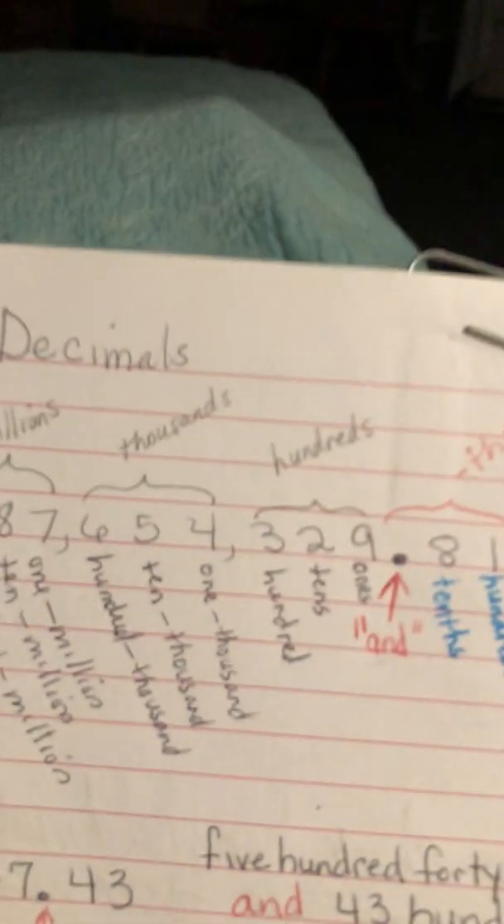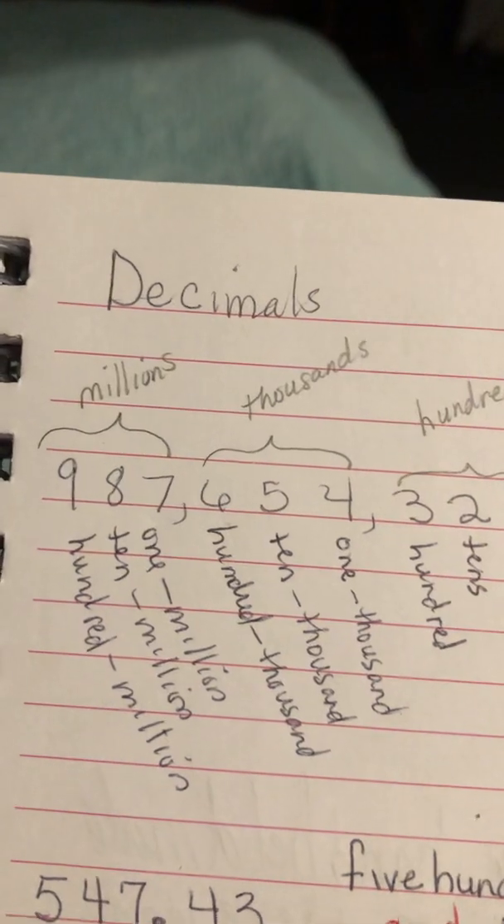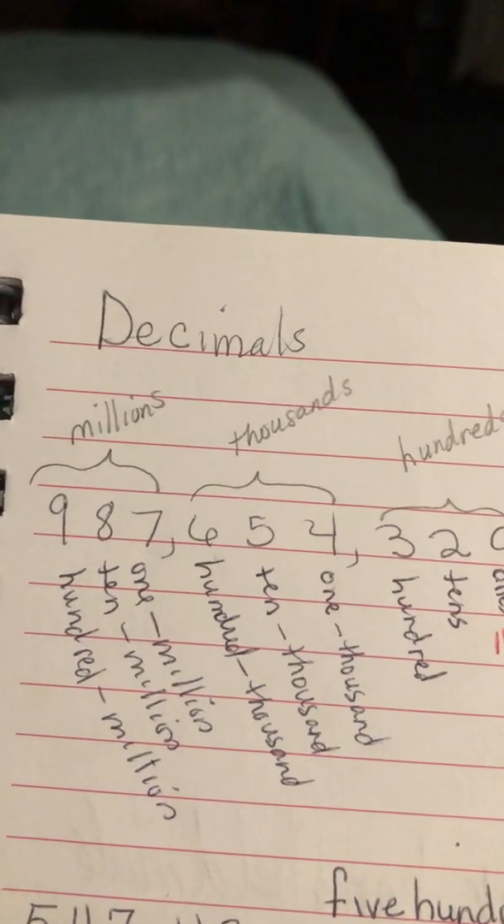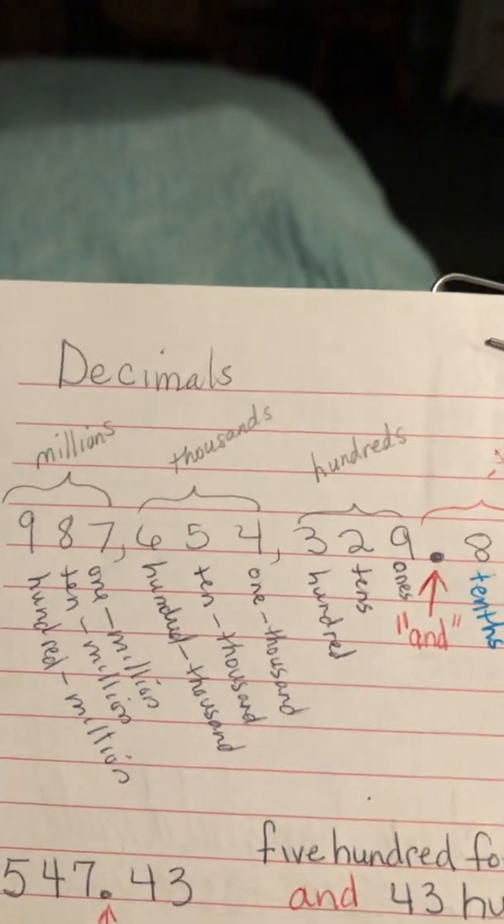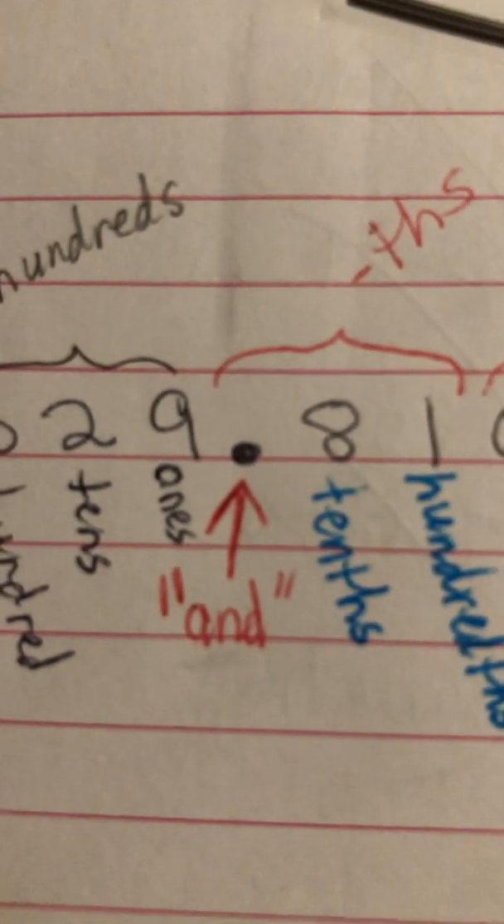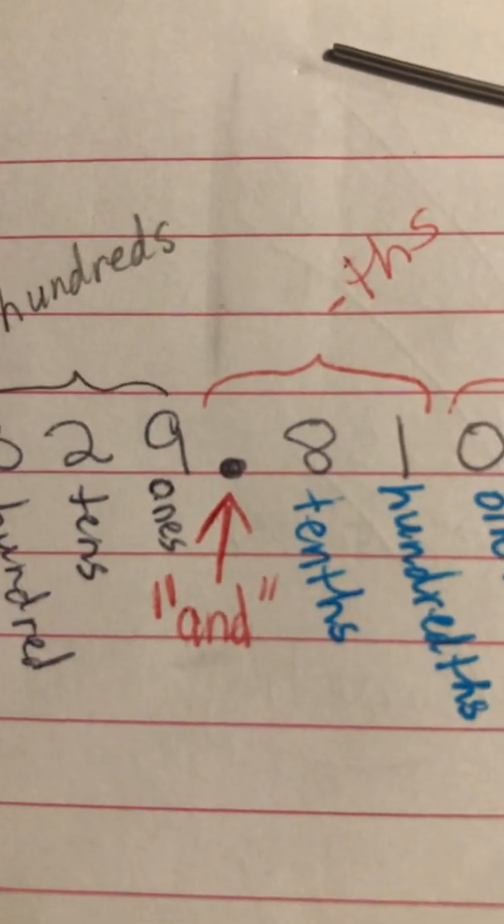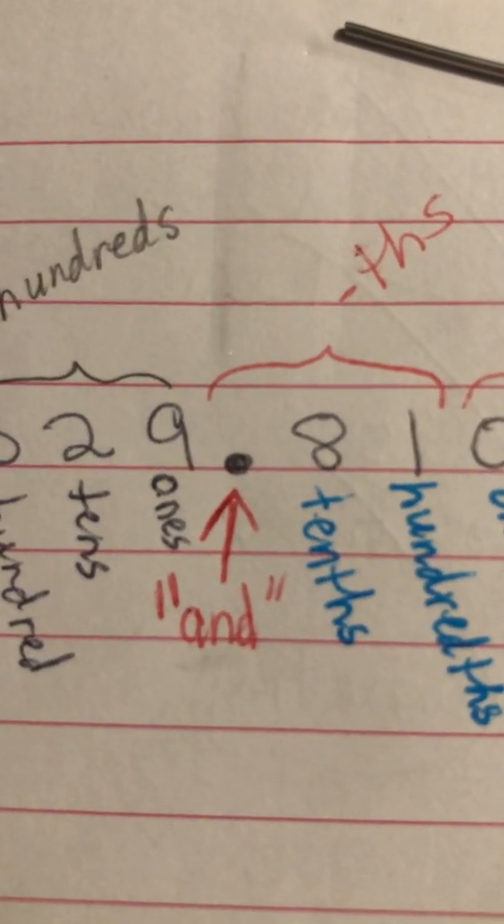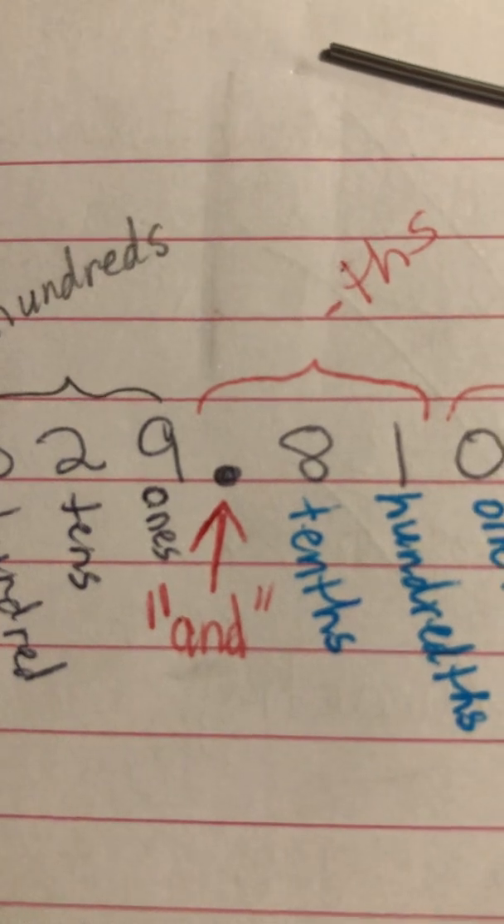So we're going to start talking about decimals, and the first thing I want is for you to be able to understand how to read numbers that include decimals. First of all, the decimal in the number basically is the word "and." When you say a word out loud, or a number out loud, you'll read the decimal as "and."